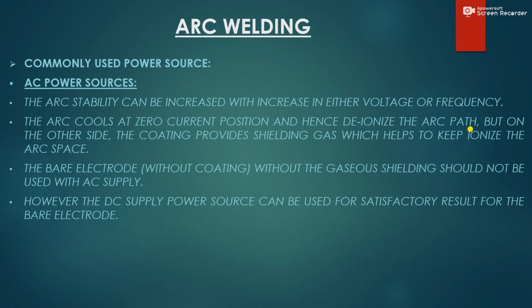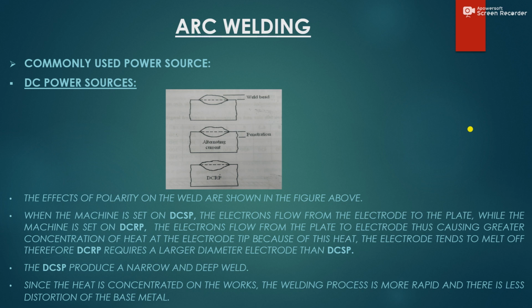On the other side, the DC supply power source you can use for satisfactory results for bare electrode. For a bare electrode you can use the DC power source if you need to. For the DC power source, as shown here, there is polarity. In DC you have basically two polarities, straight polarity and reverse polarity.